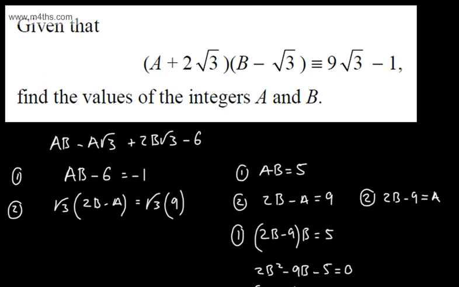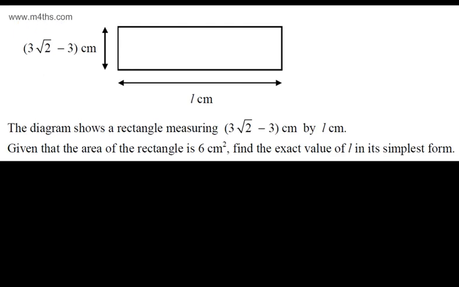So another really quite tough question. In this one it says the diagram shows a rectangle measuring 3 root 2 minus 3 centimetres by L centimetres. Given that the area of the rectangle is 6 centimetres squared, find the exact value of L in its simplest form. So what we've got then is the following. We've got 6 centimetres squared. I know that the length times the width is the area, so we can say that the area is the length multiplied by the width.